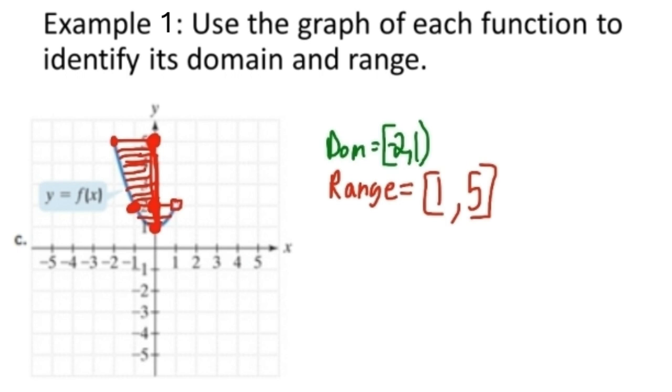Despite the closed dot on the point (1, 2), we do include 2 in our range because we also have the point (-1, 2), which is part of the graph. So 2 is part of the range. So our domain is -2 to 1, including -2, excluding 1. Our range is 1 to 5, including 1 and 5.